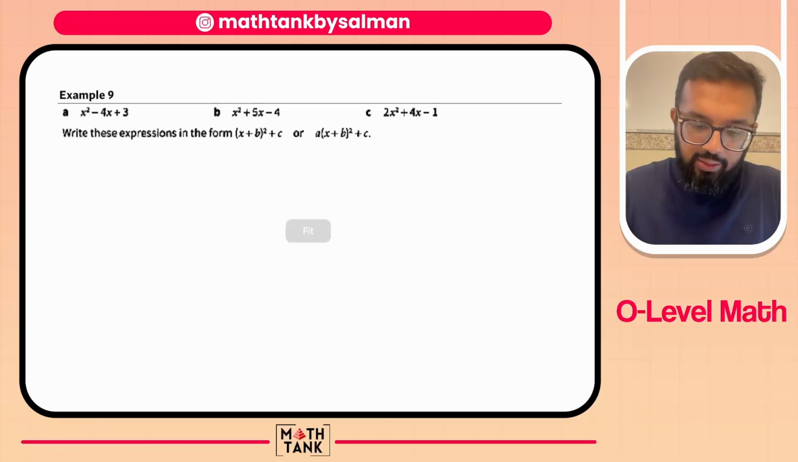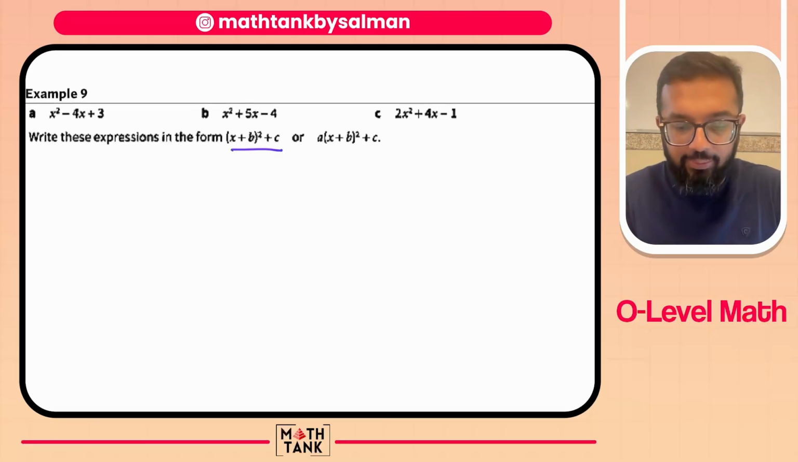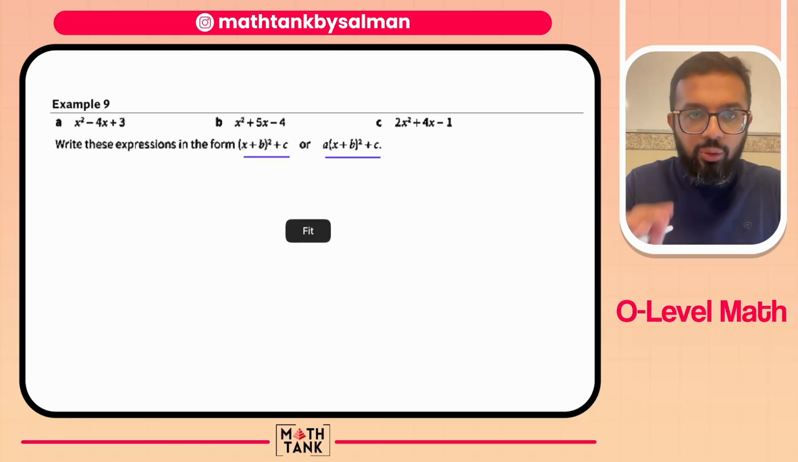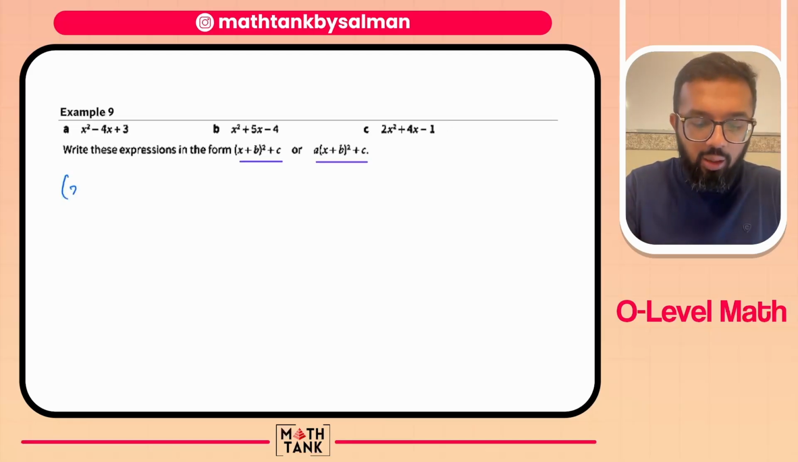Write these expressions in the form x plus b whole square or ax plus b whole square plus c. It still means the same thing. I'm just asking you to write a completed square form, so you don't need to change your idea about anything else. You just have to go on and apply the formula. So the formula says that you need the value of b, which is minus 4, and you need the value of c, which is 3.